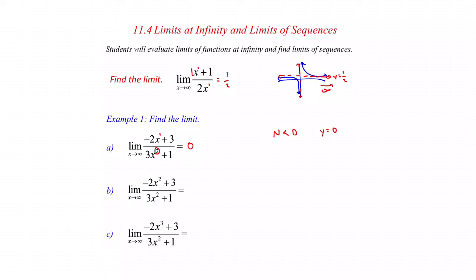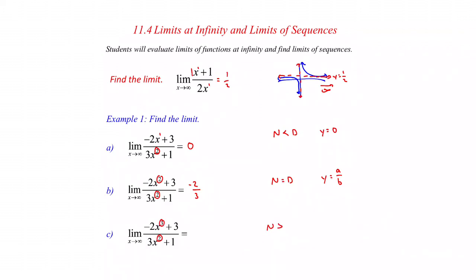The next one, your degrees, as we just spoke about, are equal. So when your numerator degree is equal to your denominator degree, then your horizontal asymptote is the ratio of the leading coefficients of those terms. So in this case, that would be -2/3.